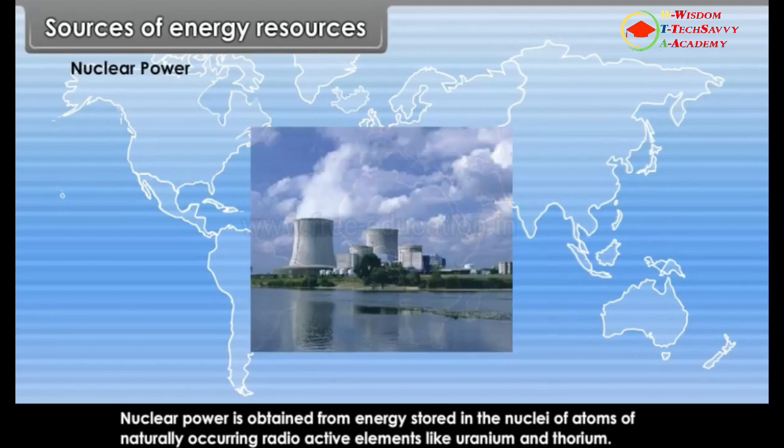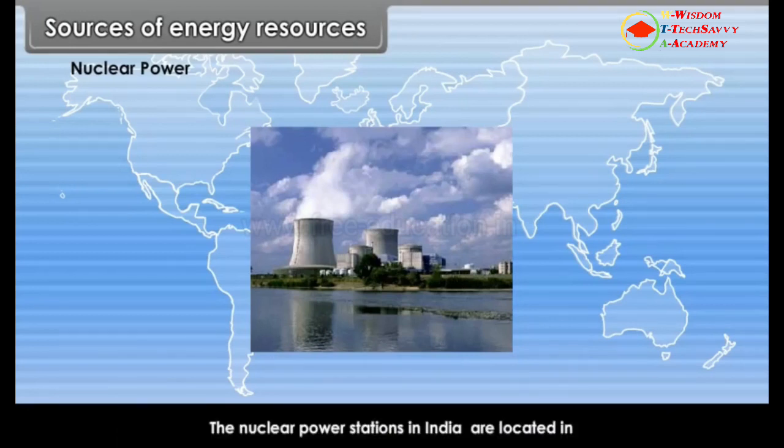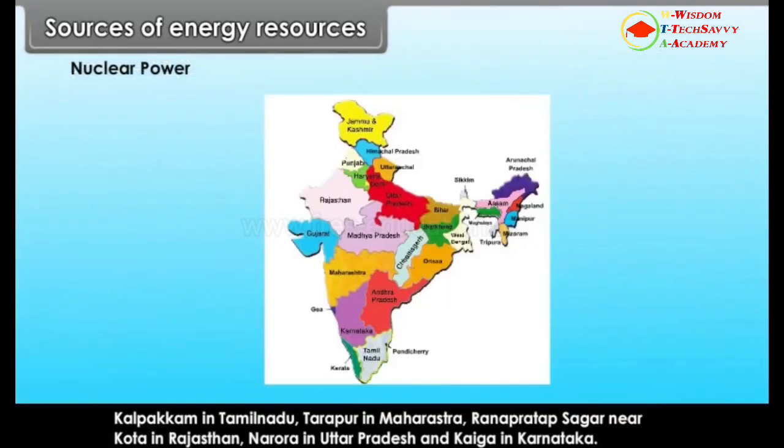Nuclear power. Nuclear power is obtained from energy stored in the nuclei of atoms of naturally occurring radioactive elements like uranium and thorium. These fuels undergo nuclear fission in nuclear reactors and emit power. The greatest producers of nuclear power are USA and Europe. The nuclear power stations in India are located in Kalpakkam in Tamil Nadu, Tarapur in Maharashtra, Rana Pratap Sagar near Kota in Rajasthan, Narora in Uttar Pradesh and Kaiga in Karnataka.